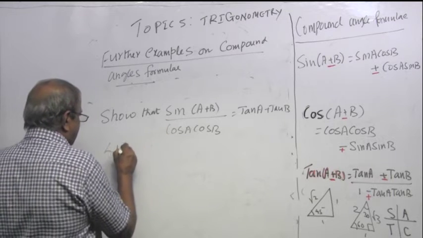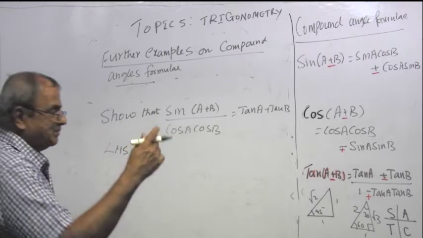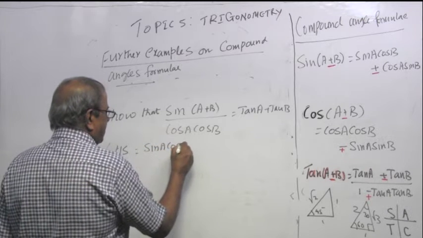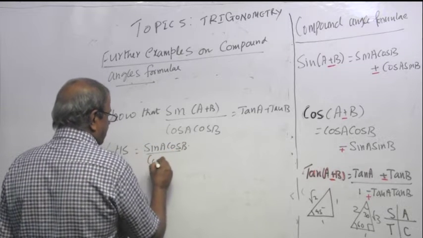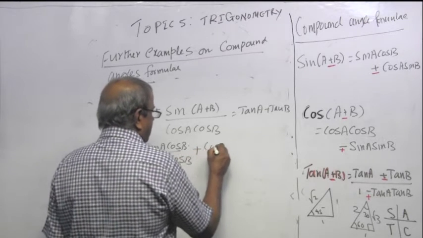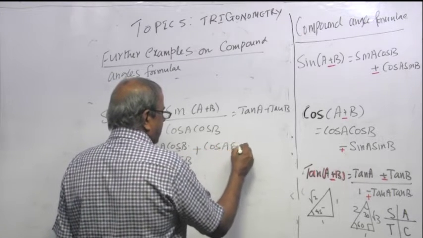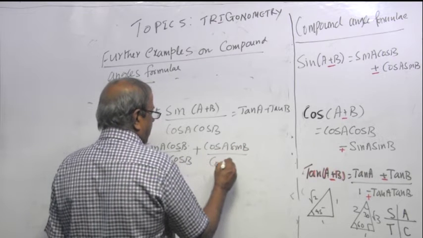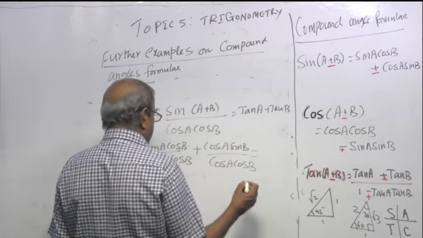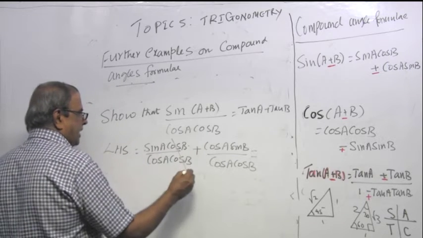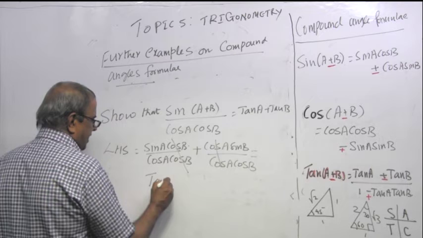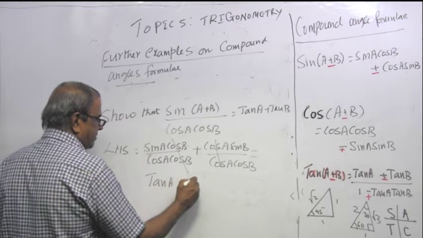So start with the left hand side. It is sin A cos B over cos A cos B, because let me divide each one, stay safe one step, plus cos A sin B over cos A cos B. That is equal to, cos B cancels, cos A cancels, tan A plus tan B.